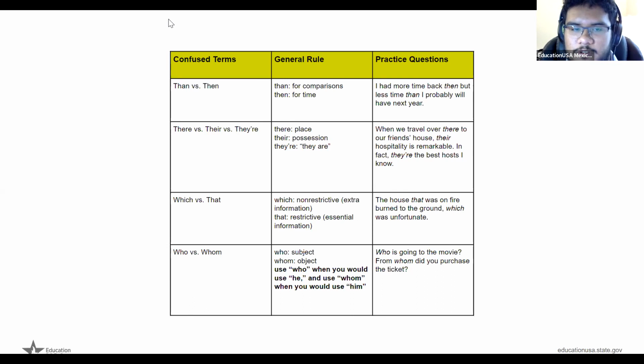Maybe in this case there was a fire at a specific house, and that's what this is. That is helping refer to the house that was on fire. It's talking about that specific house. Whereas here, "which was unfortunate" is not necessarily essential information, as it's not as essential as "the house that was on fire." You can have the sentence without that, and it'll be perfectly fine.